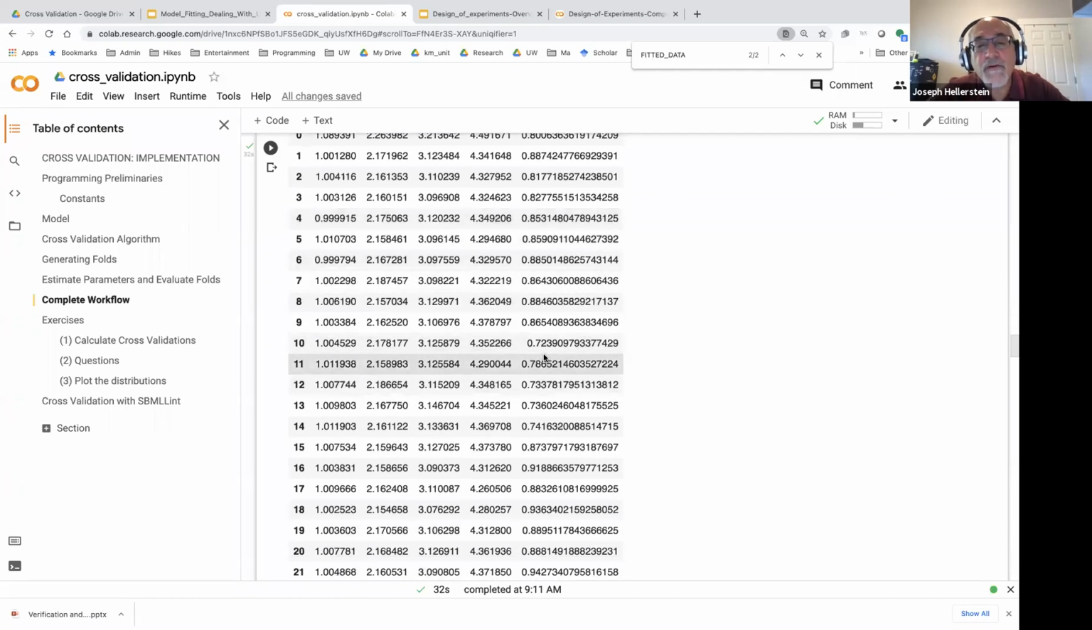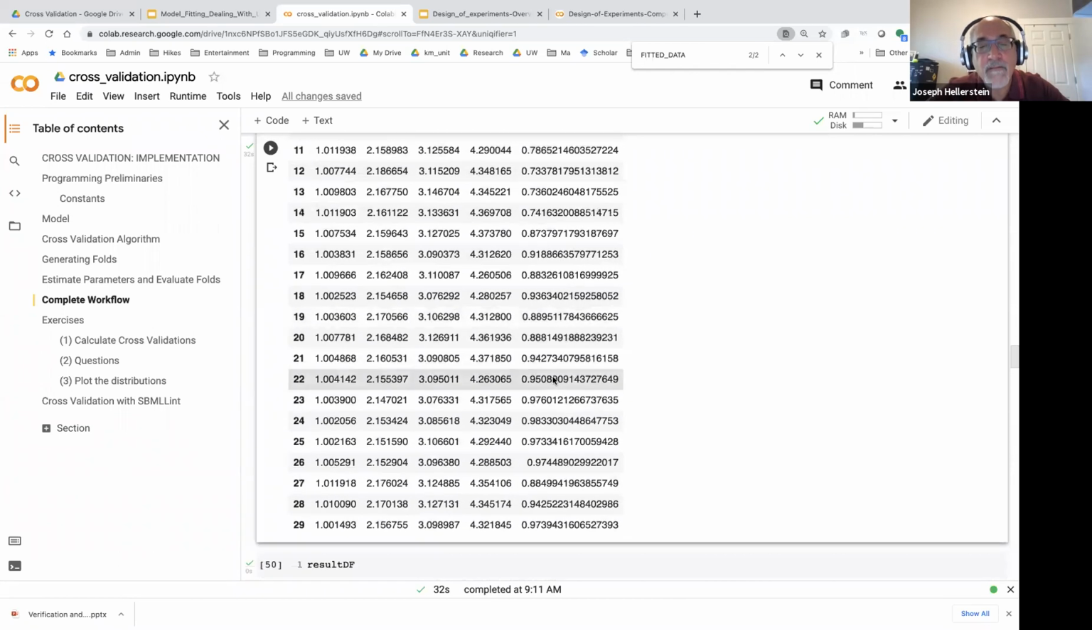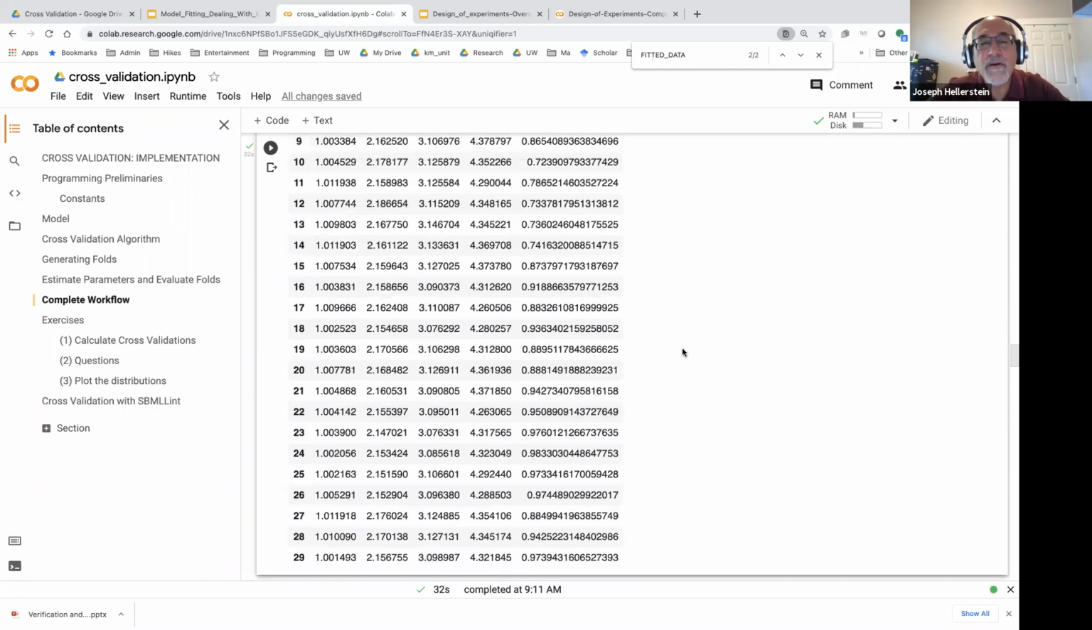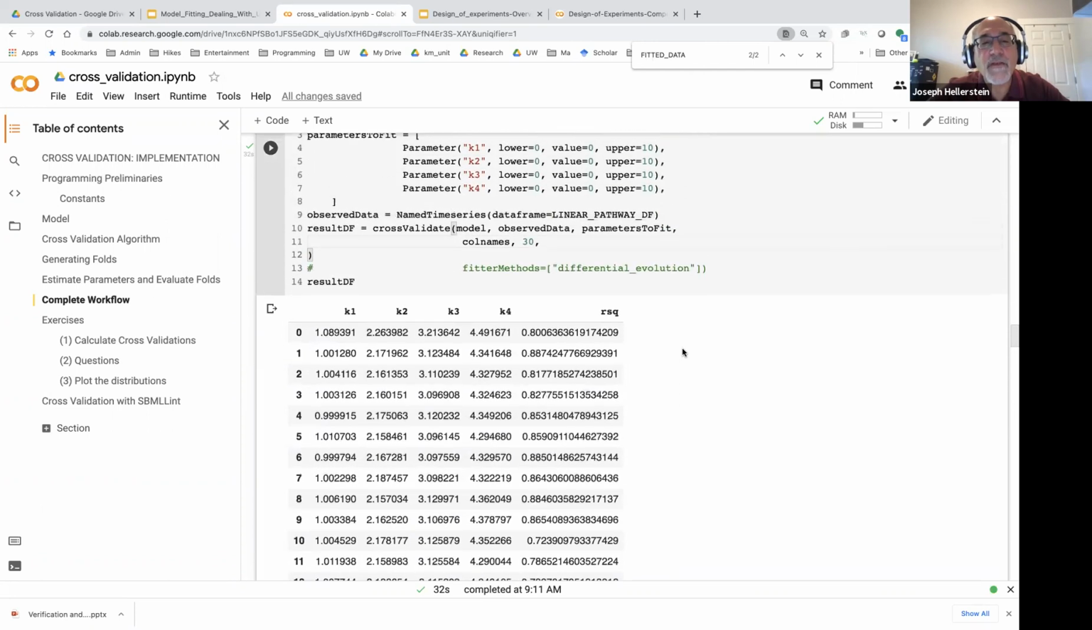I see here a 0.72, 0.88. We get below 0.7. I see a 0.97. So the range is basically from 0.7 to 0.97, something like that. So it sort of follows the trend that we were expecting.